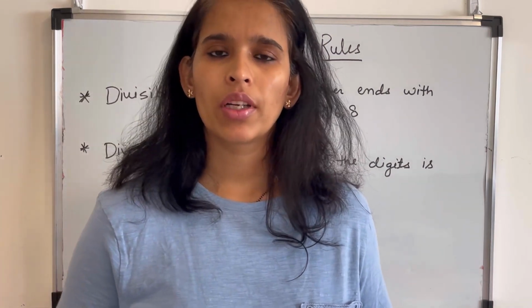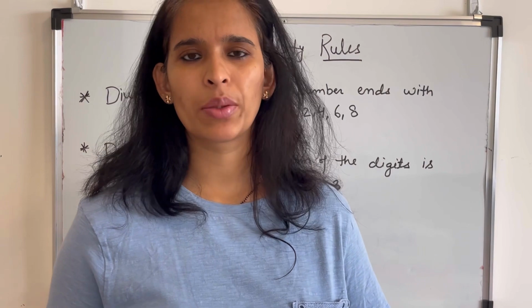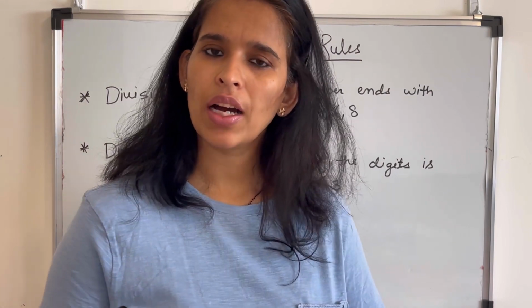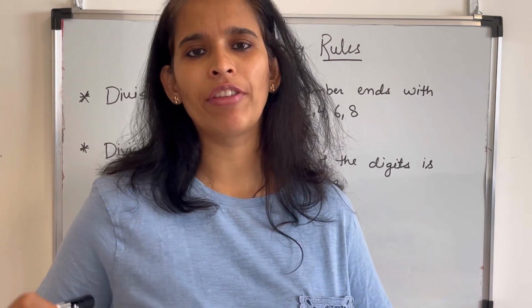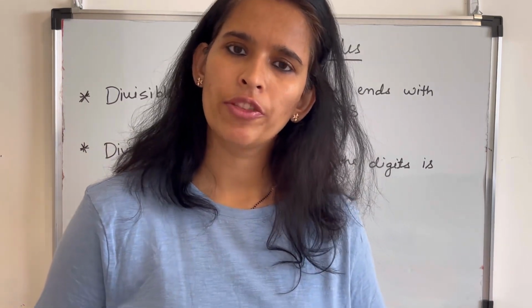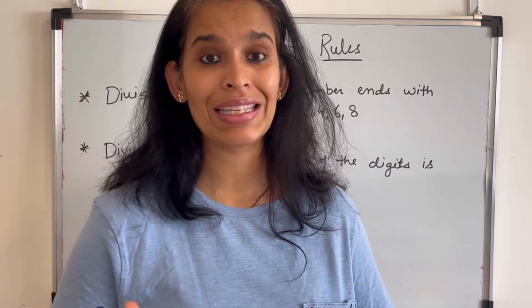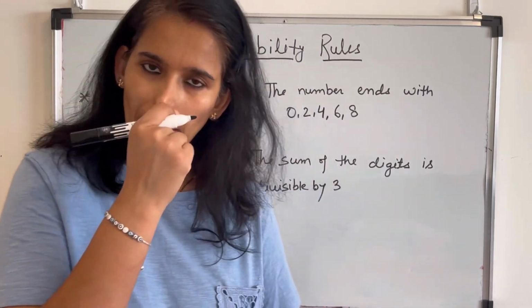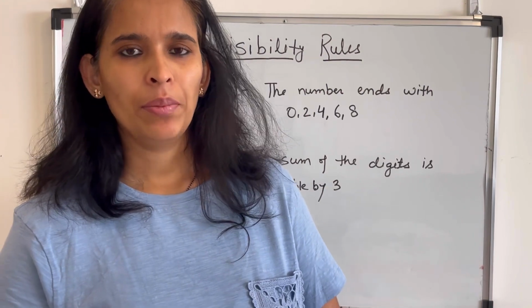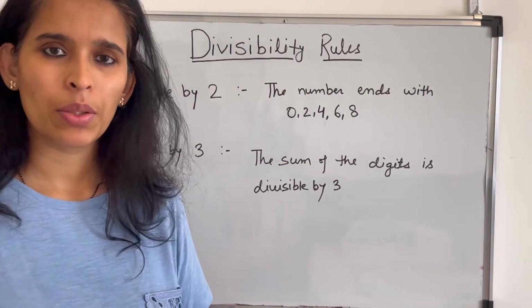Today we are going to learn about the divisibility rule. First of all, what is divisibility? Divisibility means a number can be completely divided by a certain number. So today we will learn about the divisibility rules of 2, 3, 4, 5, 6, 7, 8, 9, 10, 11. So without wasting our time, let's start learning the divisibility rules.